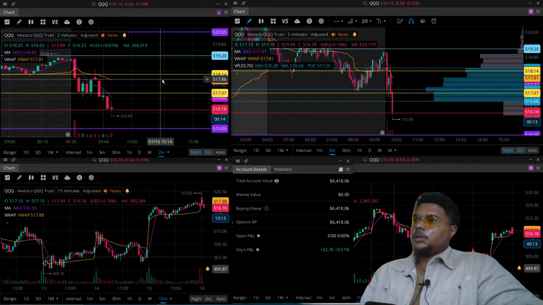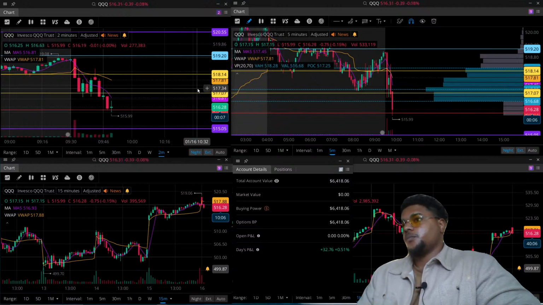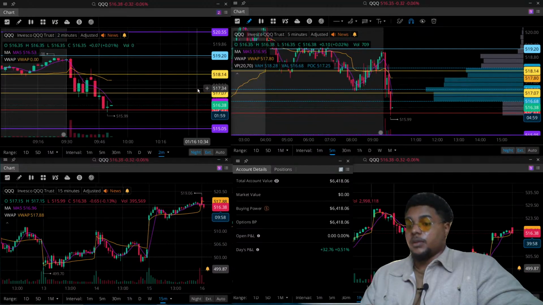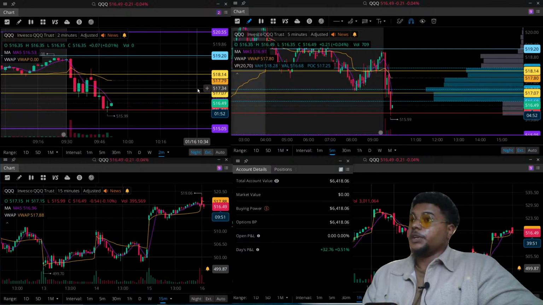You can also see there's a good amount of volume coming in at that level. That's usually like, I could probably buy right here and get a solid one. The risk reward is quite high.